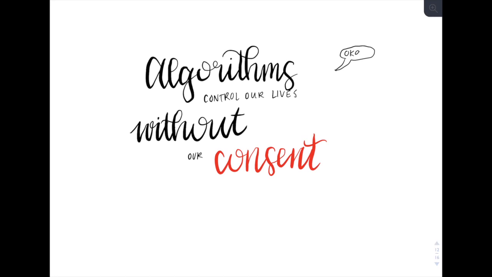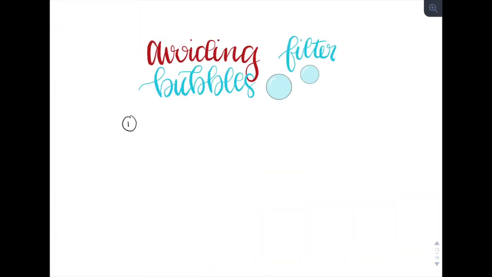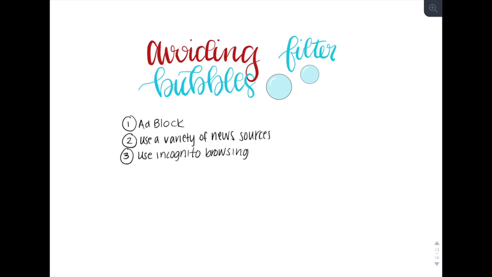They're going to control our lives, and to me, that's personally terrifying, but a lot of people end up coming to terms with it. So a lot of people are going to ask, how can we avoid filter bubbles? Well, there's not a lot you can do. But first, you can install AdBlock. You can read from a variety of news sources. You can use incognito browsing on your phone and computer. Clear your search history always, and never forget to delete your cookies.